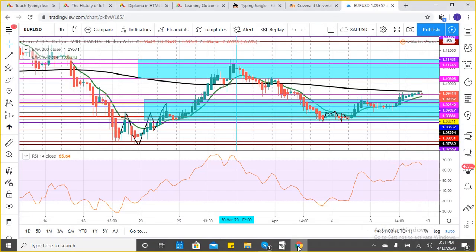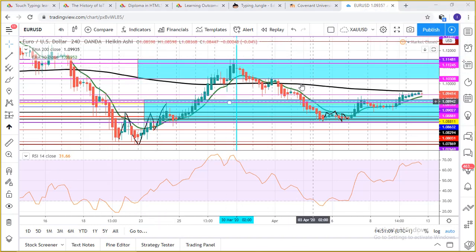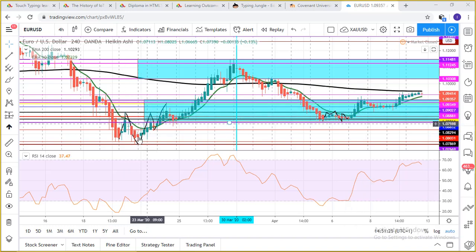So I'm going to euro dollar now. For euro dollar, let's go to weekly candle. I think we waited for these and we had to draw these to know when to come in.